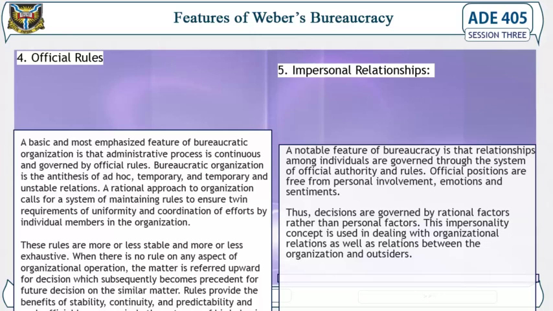5. Impersonal relationships. A notable feature of bureaucracy is that relationships among individuals are governed through the system of official authority and rules. Official positions are free from personal involvement, emotions, and sentiment. Thus, decisions are governed by rational factors rather than personal factors. This impersonality concept is used in dealing with organizational relations as well as relations between the organization and outsiders.